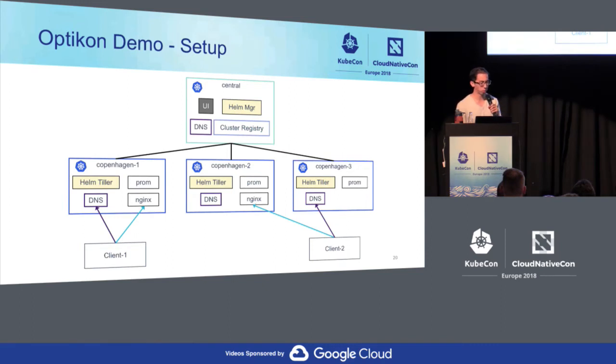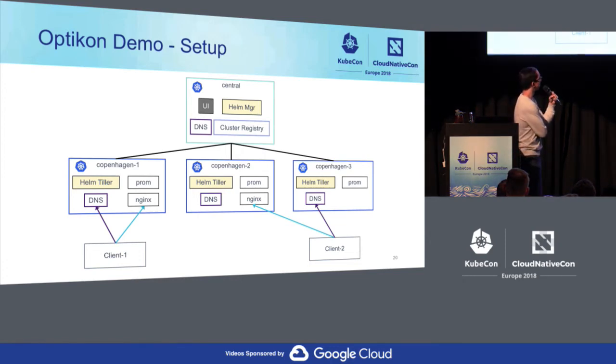And so this is going to be what we're going to have for the demo. Actually, it's all running in VMs on my laptop right now because we didn't trust the internet here. So we've basically offlined everything. And we'll have one VM acting as our central, public cloud, highly available cluster. It's running cluster registry. It's running Optikon.